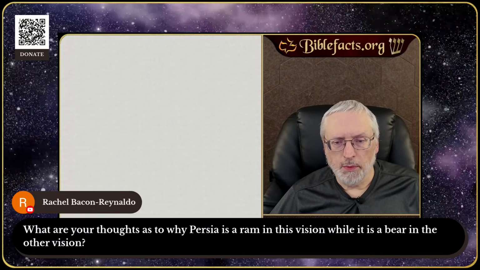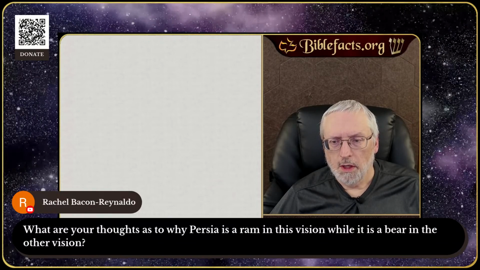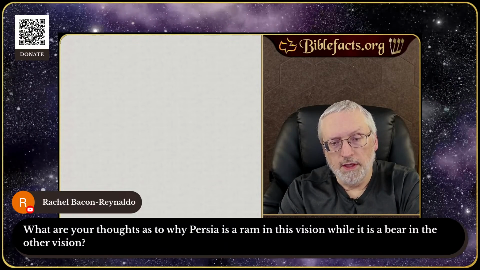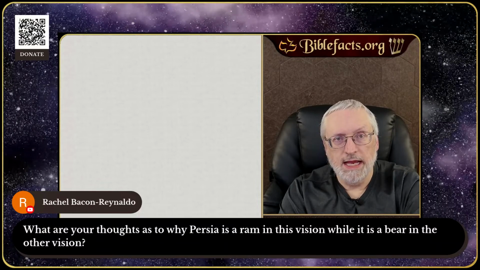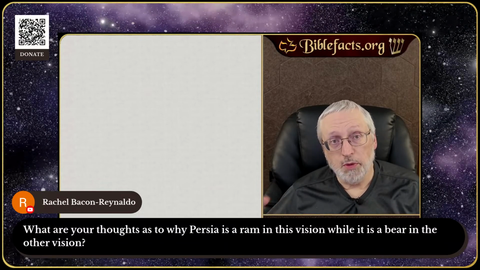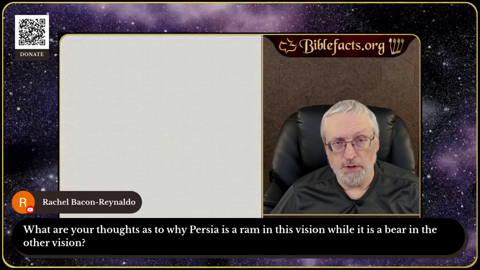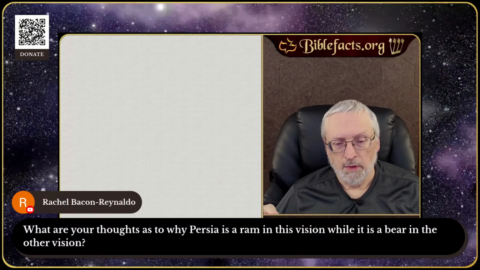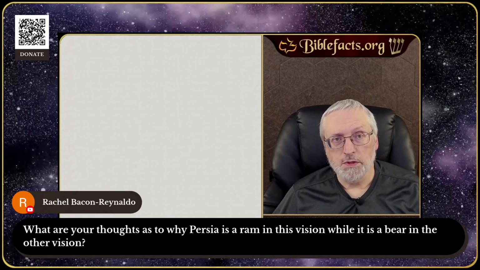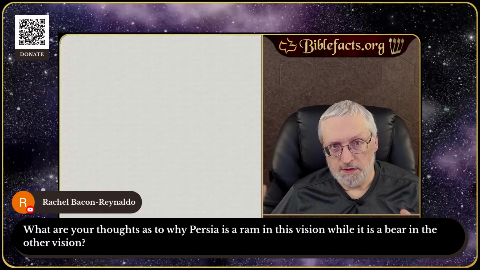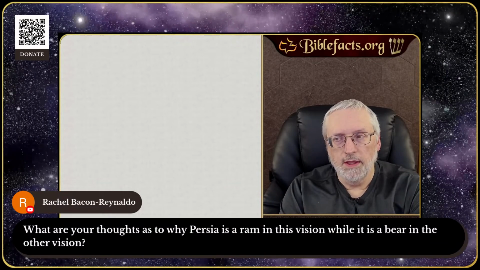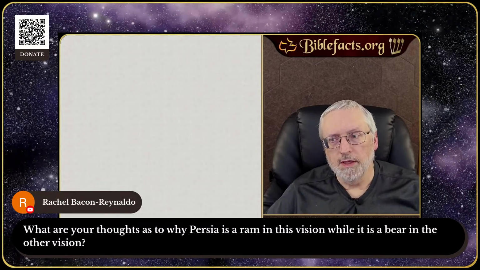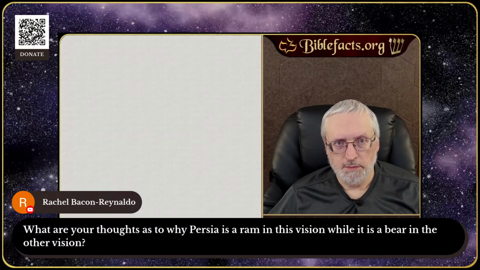What are your thoughts as to why Persia is a ram in this vision, while it's a bear in the other vision? I think, number one, it's the ram because that's the national symbol. So in that particular dream, it was doing national symbols. So ram and goat would obviously be Persia and Greece. Now, the first one, we have the metals, so that doesn't tell us anything. But then the middle one, which is Daniel 7, a bear is one of the most ferocious animals.